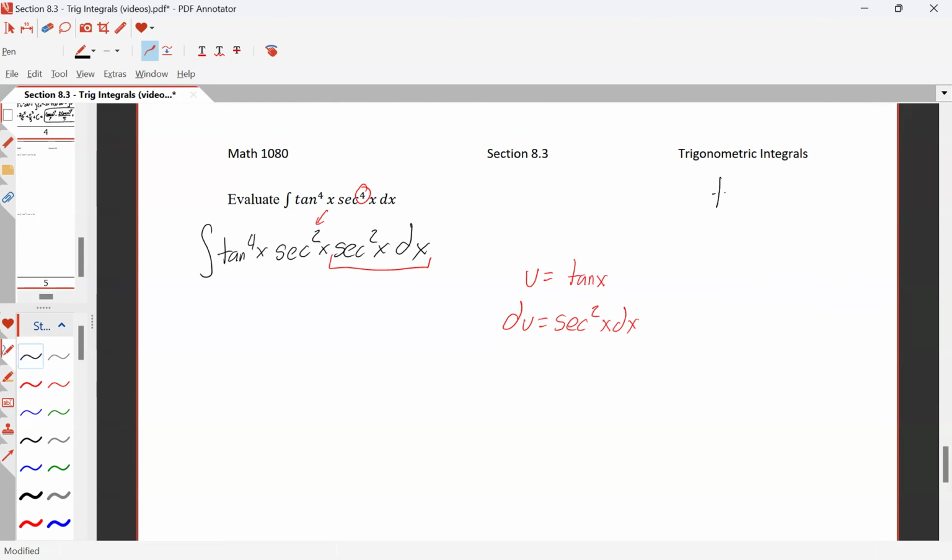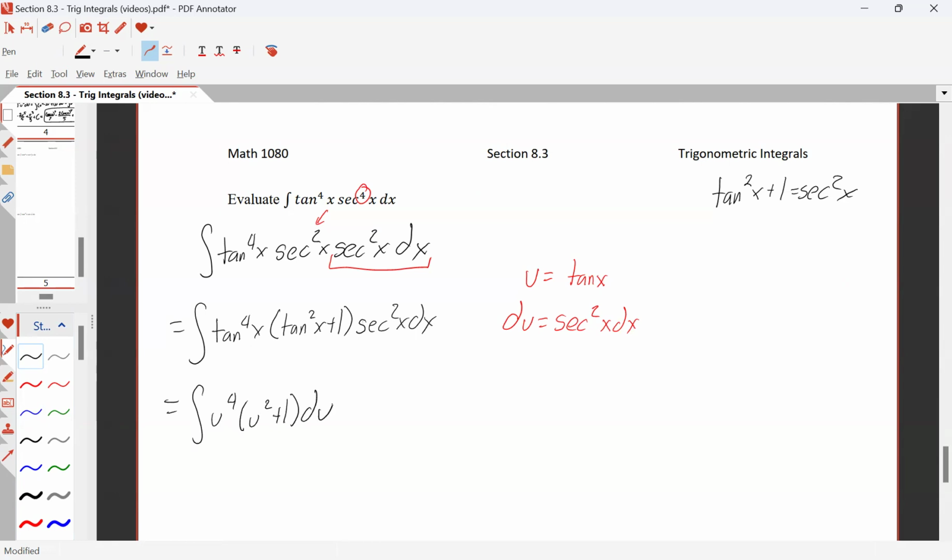Using that same Pythagorean identity, tangent squared x plus 1 equals secant squared x, we can rewrite this integral to be the integral of tangent to the fourth x times tangent squared x plus 1 times secant squared x dx. And now our u sub can be applied to get the integral of u to the fourth times u squared plus 1 du.